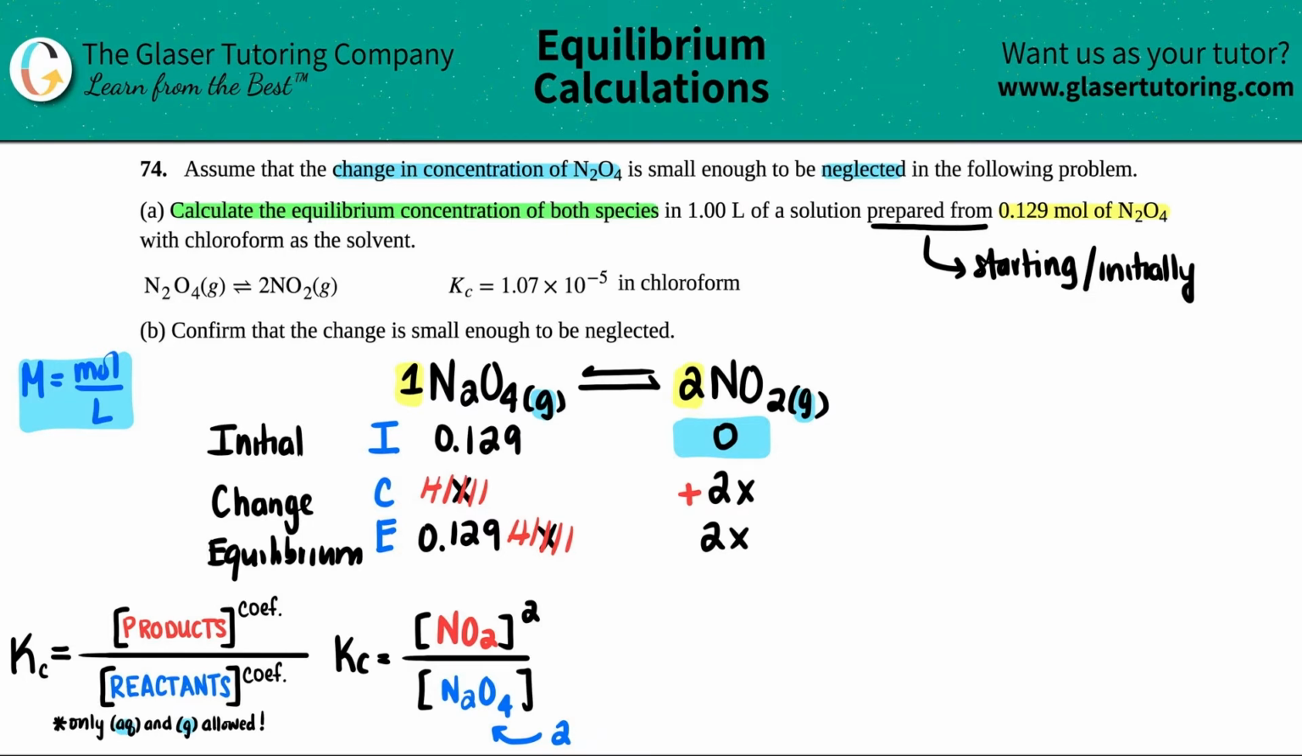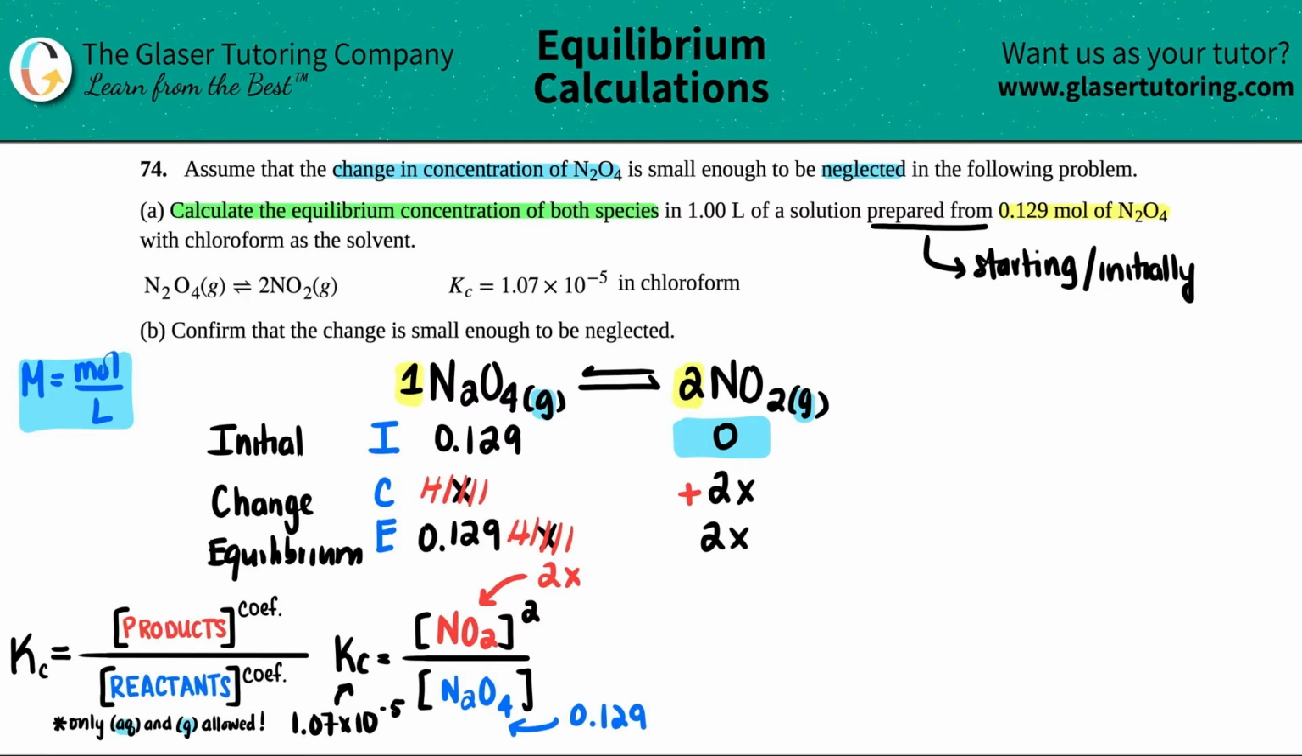Oh, hold on, guys. Did you see the catch? Did you see the catch? I caught it. The NO2 is this. So this up here is the 2x. And then this down here is the 0.129, right? 0.129 for N2O4, 2x for the NO2. And then they gave us that Kc value. So this is going to be 1.07 times 10 to the negative fifth.